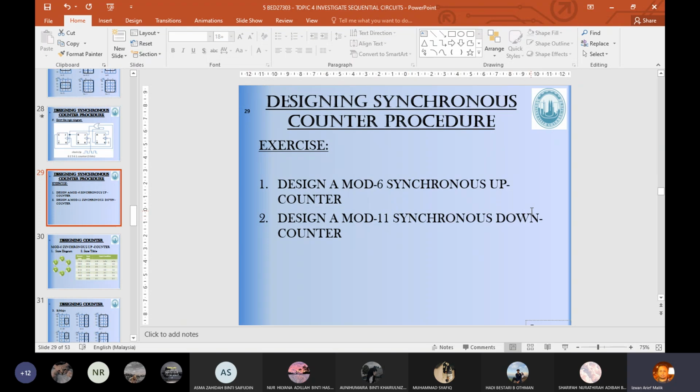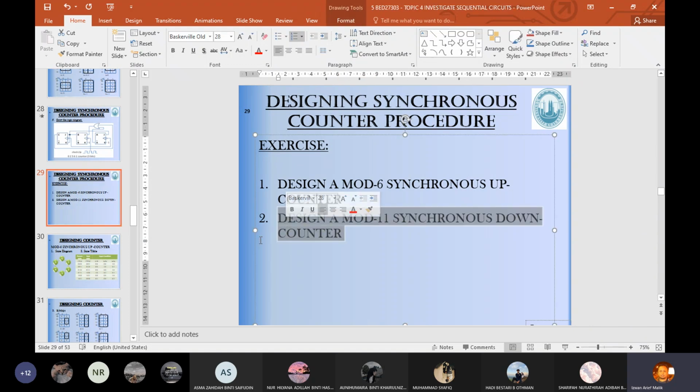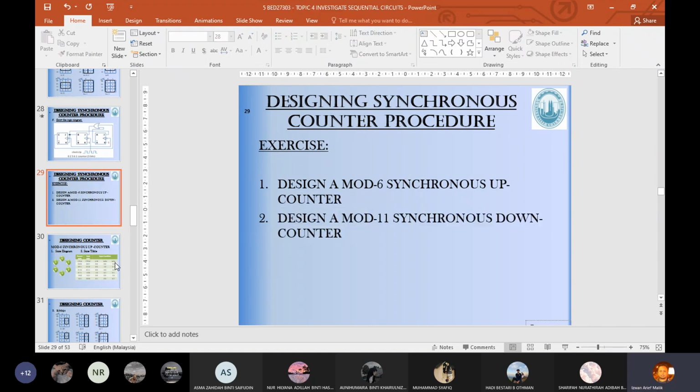Synchronous down counter. So dia akan kira 0 ke 11, 11 ke 10, 10 ke 9, turun sampai 1, 1 ke 0, 0 ke 11. So dia tak akan singgah 12, 13, 14, 15. Okay, these 4 numbers, 12, 13, 14, 15, dia akan pergi ke unknown. So JD sampai KA semua jadi don't care, unknown. Okay, so you may try to do this by yourself. Okay, nanti saya akan share dia punya solution lah.